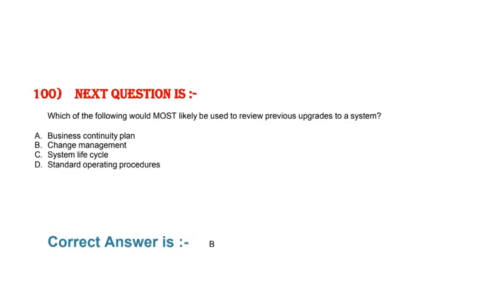Question is, which of the following would most likely be used to review previous upgrades to a system? Option A, business continuity plan. Option B, change management. Option C, system life cycle. Option D, standard operating procedures. Correct answer is option B.